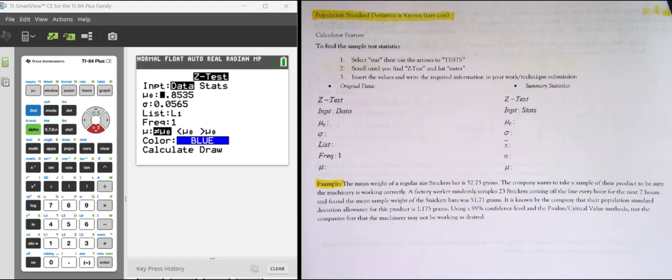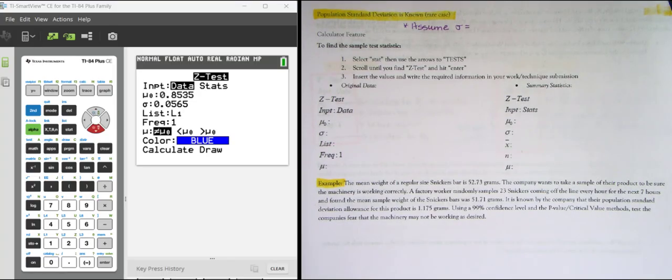When testing a claim about a population mean, where the population standard deviation is known, this is what we consider to be a rare case. You'll often know that you need to use this when you'll see wording such as, assume the population standard deviation is, or it is known that the population standard deviation is. Any of these verbiages is going to indicate that you're going to need to use the z-test calculator feature.